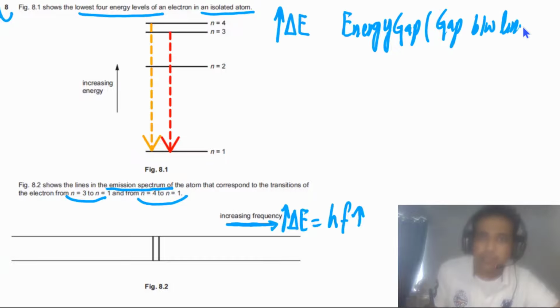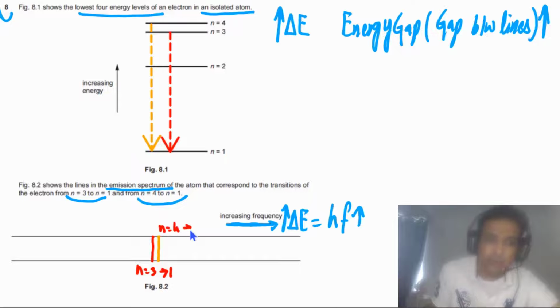If the gap between energy levels is greater, it means that delta E is greater. As this gap is greater for N4 to N1, it means that N4 to N1 has higher energy. So it means this line is the orange one, and this line has to be the red one. So this is for N3 to N1, and this one is for N4 to N1.